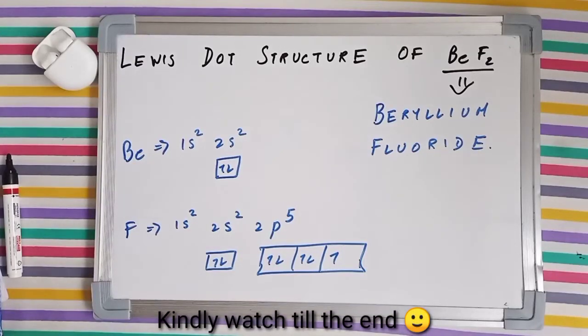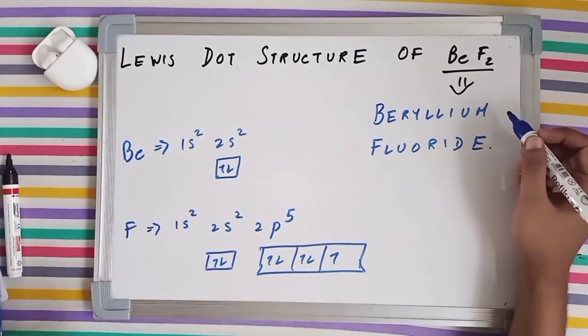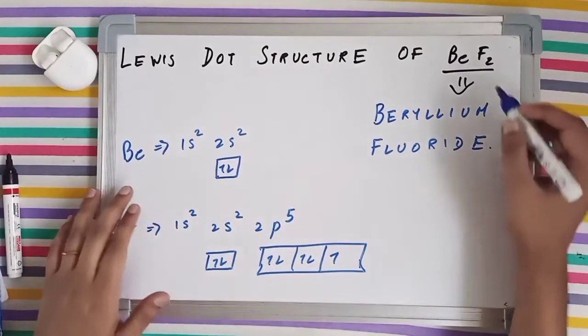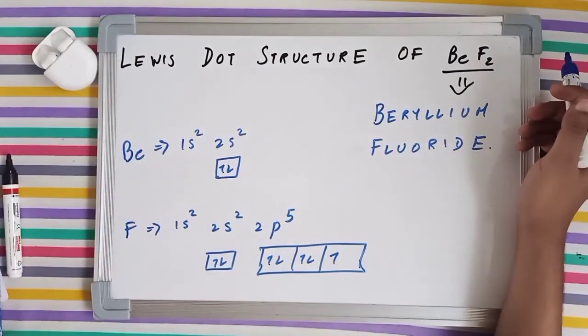Welcome everyone. We are interested in drawing the Lewis dot structure of BeF2, which is known as beryllium fluoride. Now in order to draw the structure, we need to find out the valence electrons of the different atoms present in this molecule, which are beryllium and fluorine respectively.